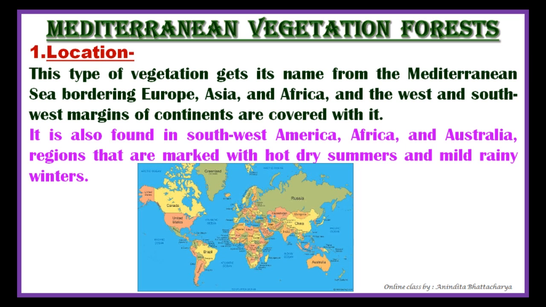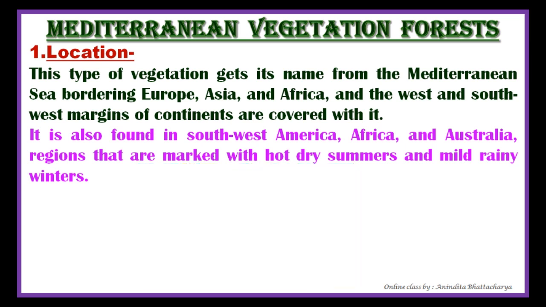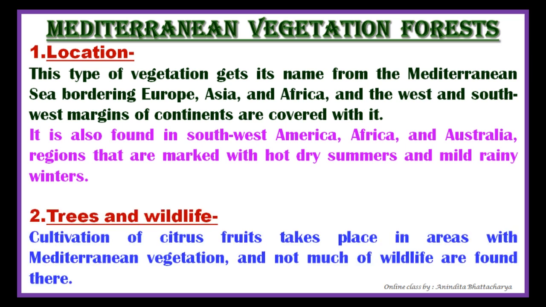It is also found in Southwest America, Africa, Australia, regions that are marked with hot, dry summers and mild, rainy winters. Trees and wildlife. Cultivation of citrus fruits takes place in areas with Mediterranean vegetation, and not much wildlife is found there.